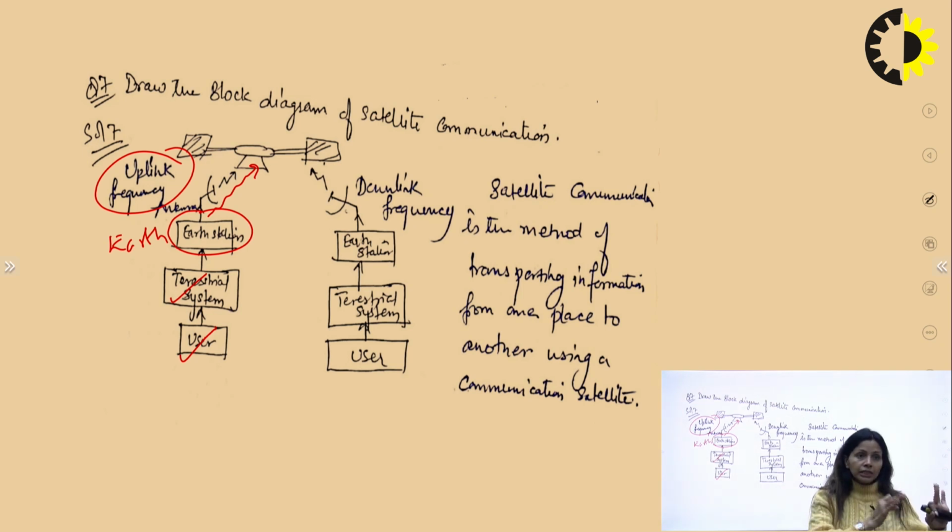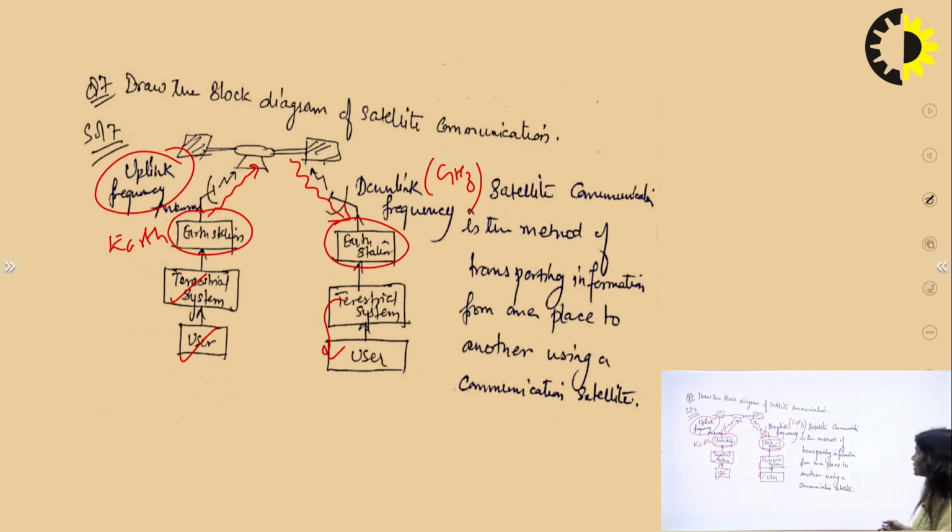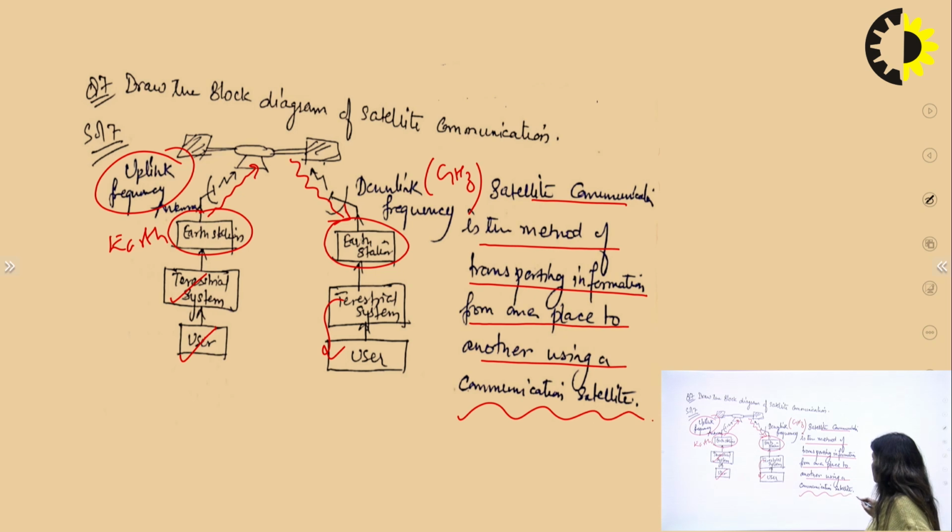Now this is the one part, the transmitter side. Now we will make the receiver side. So it is like this. So here is the downlink frequency, the satellite is sending some signals at some frequency. You can also mention that these frequencies are in the range of gigahertz. Okay. So now these signals go from the satellite to the earth station, then the terrestrial system, and then the information is with the user, right? So some points are also written here. Satellite communication is the method of transporting information from one place to another using a communication satellite. Okay. The frequency at which it is operating is in the range of gigahertz.